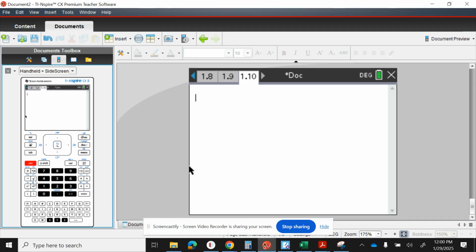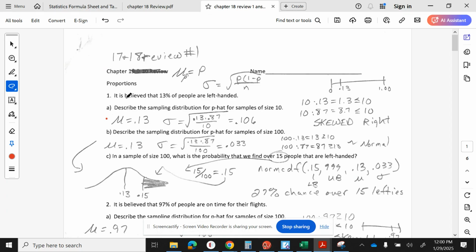You do the square root. I'm not going to do every one of these, but I want to show you. The square root of 0.13 times 0.87, divided by 10. I think the sample size is 10. We get 0.106. That's our standard deviation. That's the spread. Now the shape, you have to do the nearly normal condition.